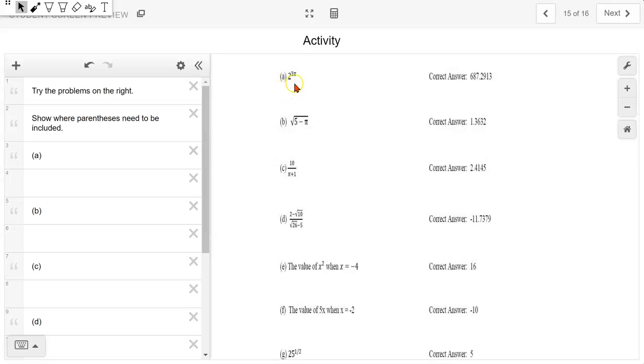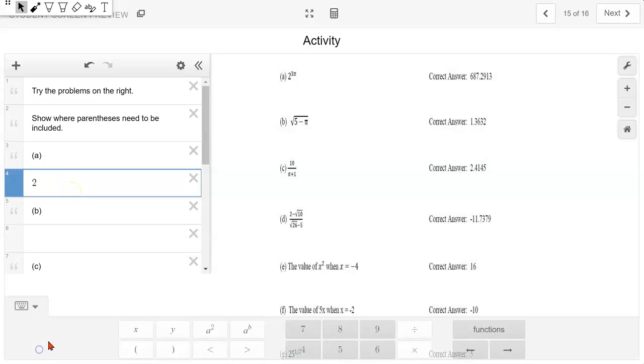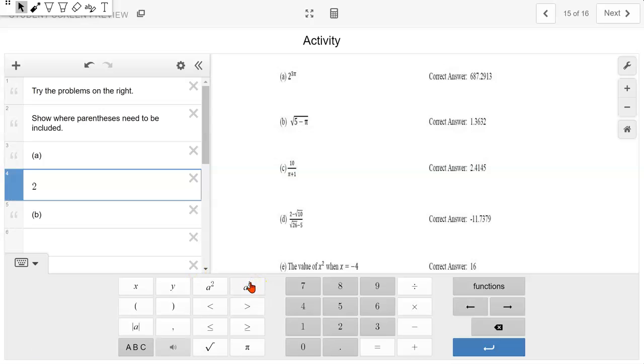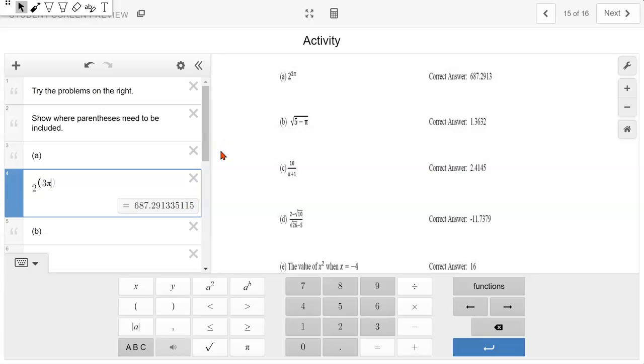Okay, the first one, 2 to the power of 3 pi. So type it here below A. So 2, exponent 3 pi, 3, and then type the word pi. So that is exactly the same. That's the correct answer. So with that, you don't need a parenthesis, or you can use parenthesis here and you will still get the same answer.